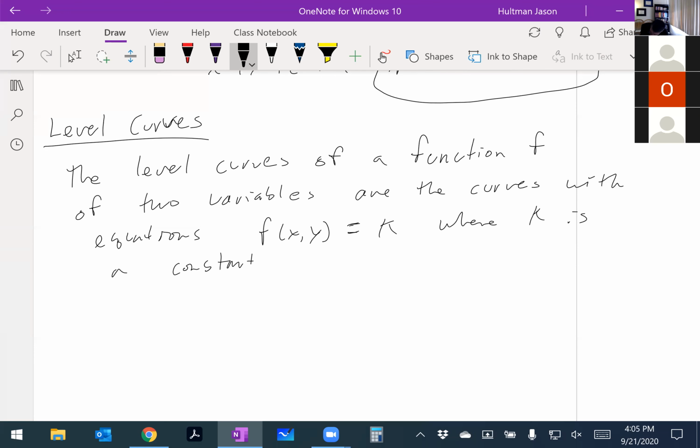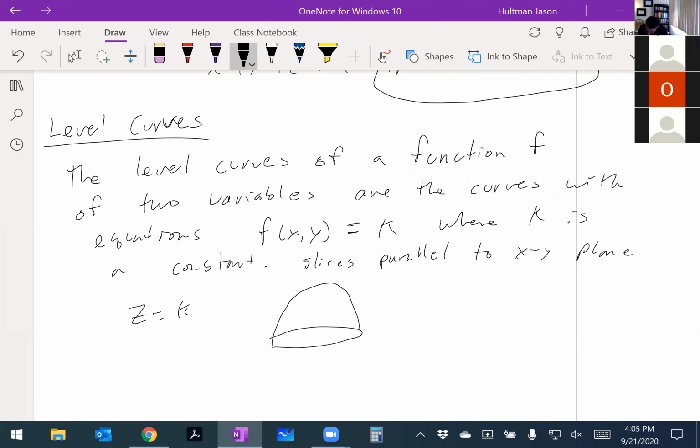Think slices parallel to the xy plane. They're slices parallel to the xy plane. Now, are they traces? No, because a trace is just when z is equal to 0. Here z is equal to a constant. Basically you're saying z is equal to k, which means let's look at our dome again.